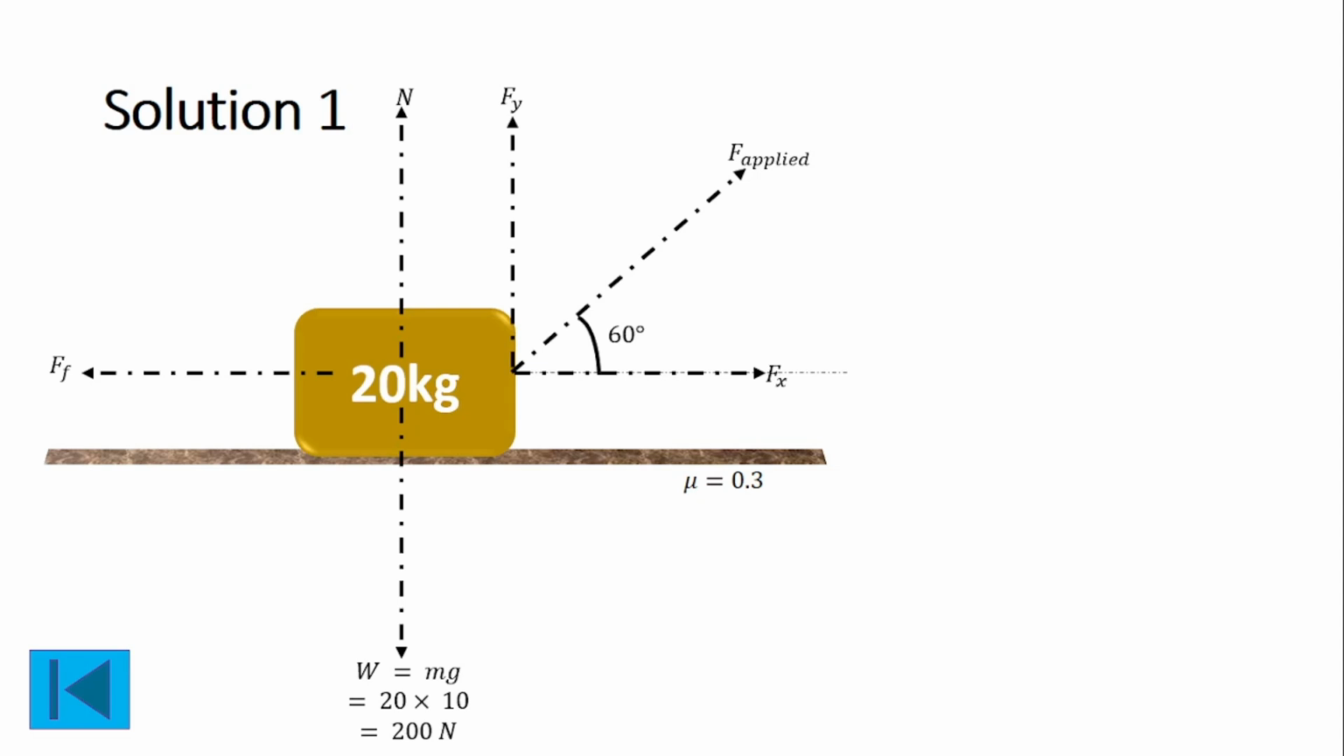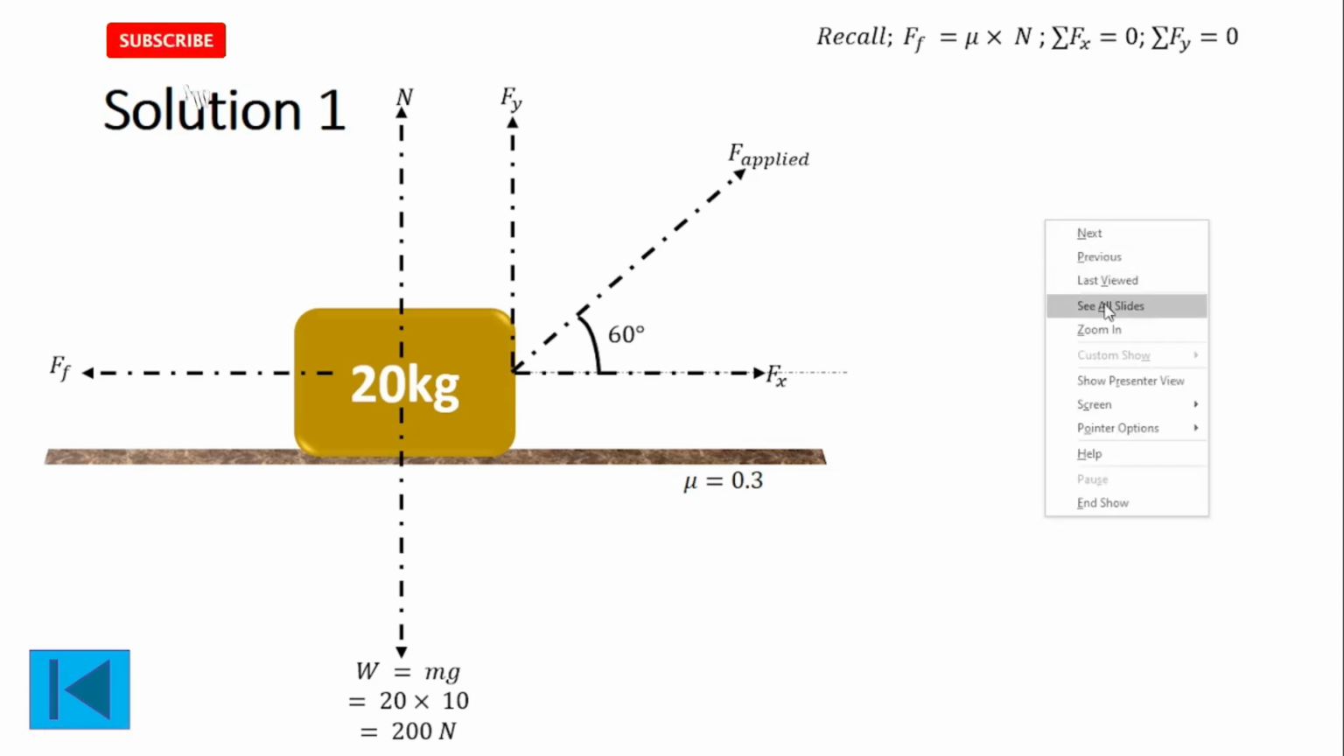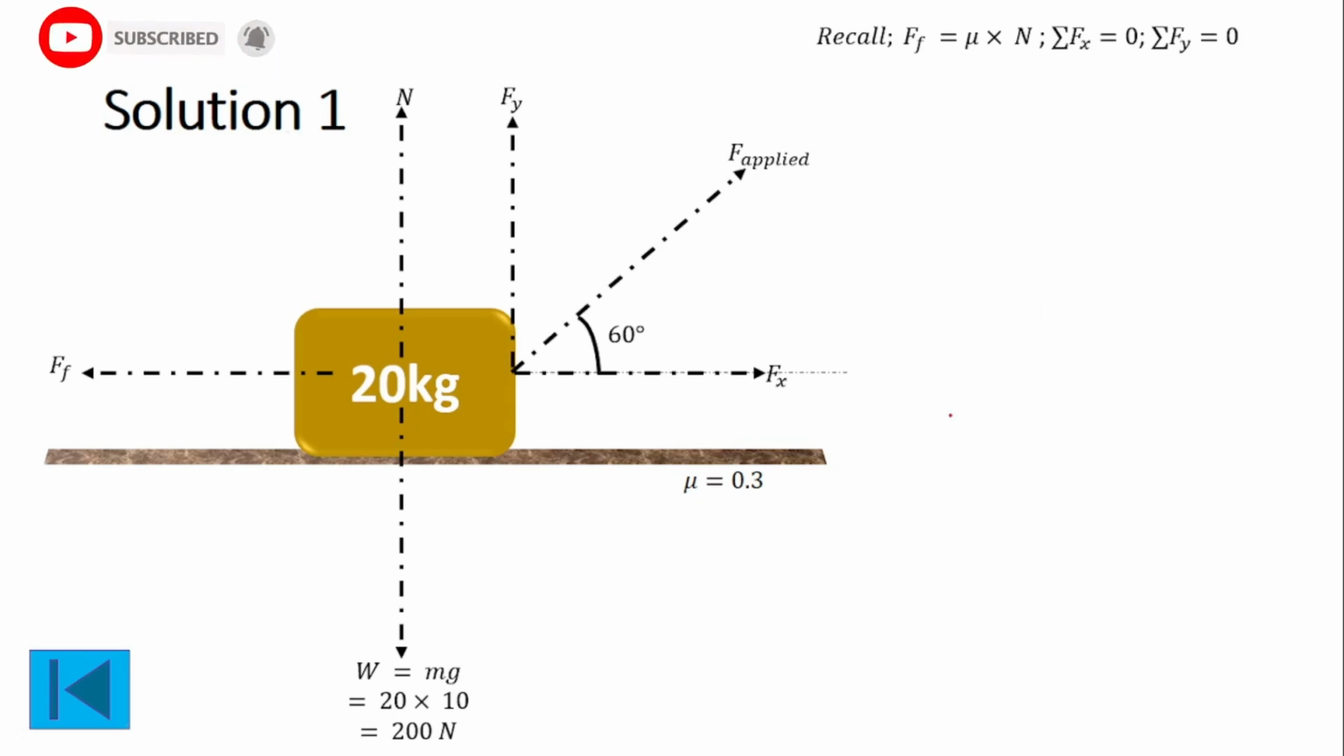Now the next thing you have to do is to solve the problem to see if you can get the force applied to pull the body forward. The first thing to note is that from the law of solid friction, frictional force depends on normal reaction, so the frictional force will be equal to mu times N, where N is normal reaction. Mu is the coefficient of friction.